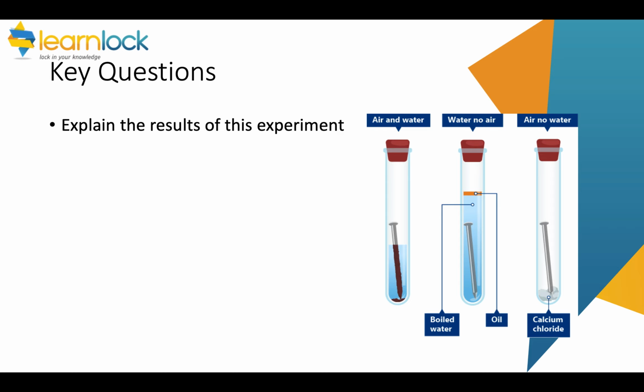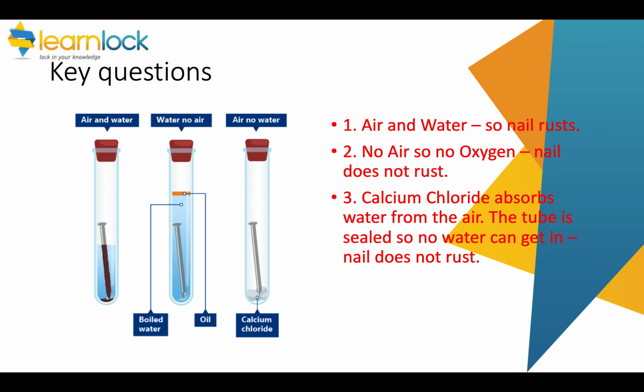So, key questions. Explain the results of this experiment. Pause the tutorial and explain what's happening. In the first test tube, there is air and water, so the iron nail rusts. In the second one, there is an oil layer on top of the water, so no oxygen can get in. Because no air is getting in, the nail won't rust.